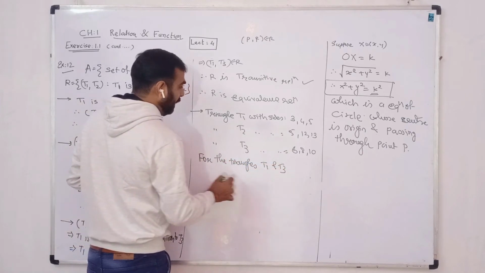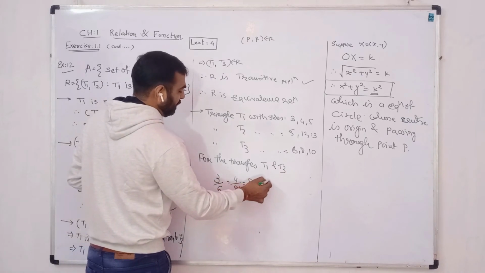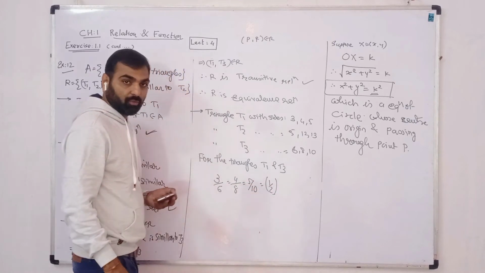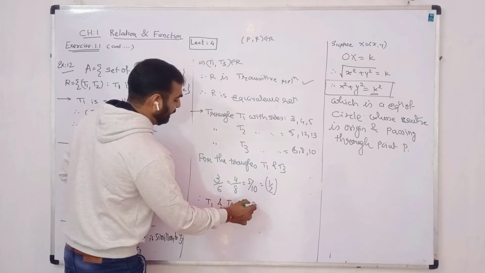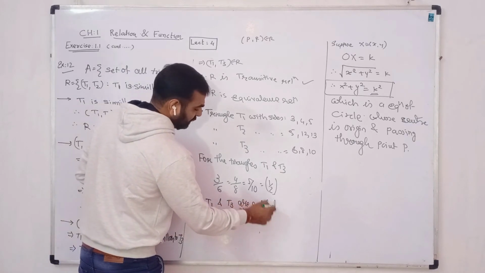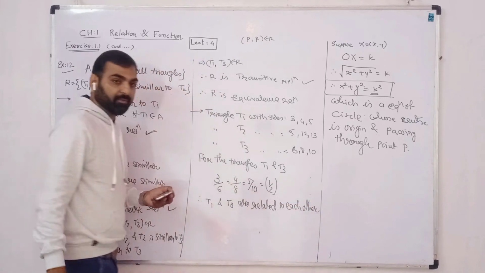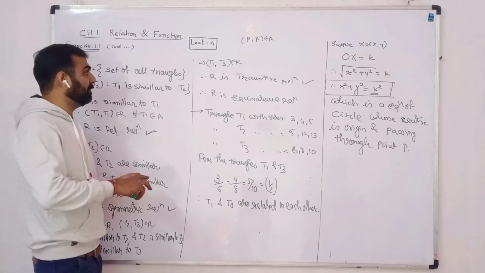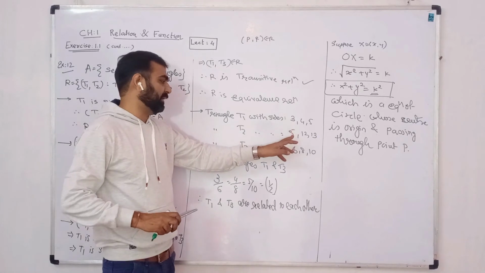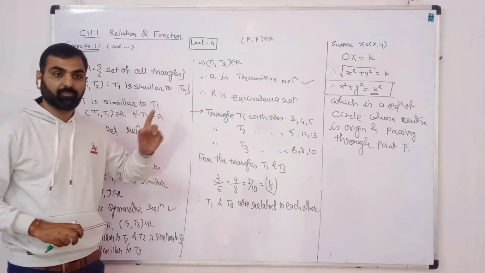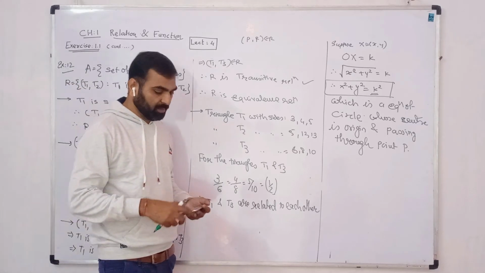तो दैट मींस व्हाट, फॉर द ट्रायंगल्स T1 and T3, it is 3 by 6 is equal to 4 by 8 is equal to 5 by 10 is equal to 1 by 2, which is constant. Therefore, T1 and T3 are related to each other. T1, T2, T3 में से T1 and T3 के बीच में ये रिलेशन है, सिमिलर है. और T1, T2 सिमिलर ऐसा नहीं बोल सकते, T2, T3 सिमिलर ऐसा नहीं बोल सकते, सिर्फ T1 and T3 के लिए लिख सकते हैं. ओके, चलिए नेक्स्ट क्वेश्चन नंबर 13.